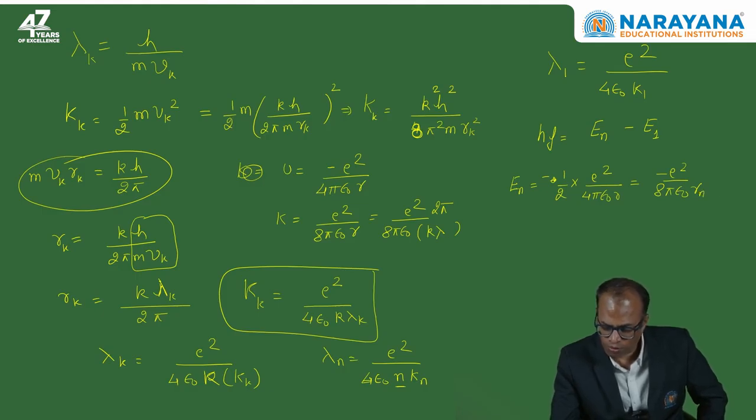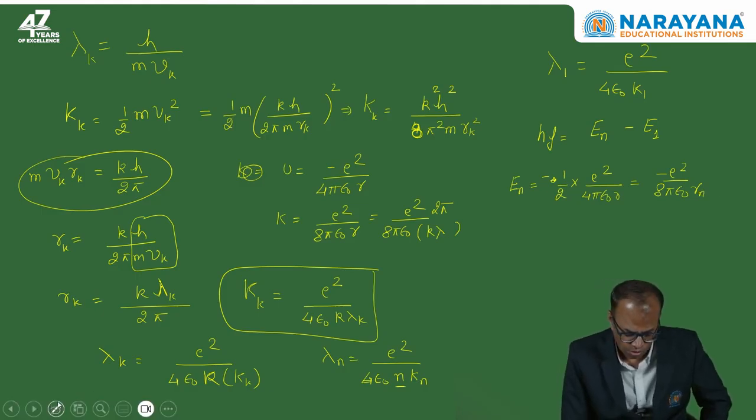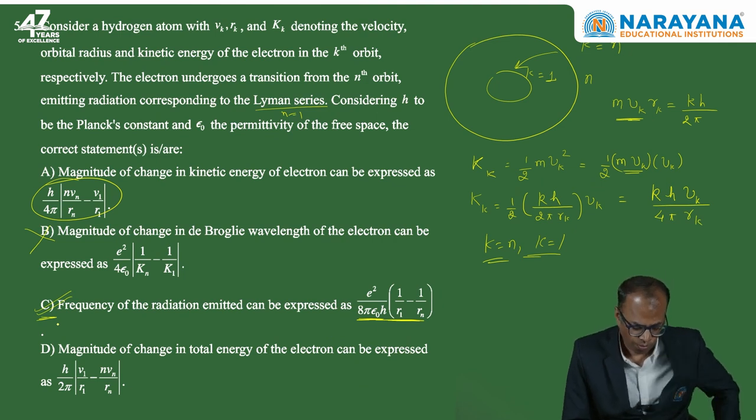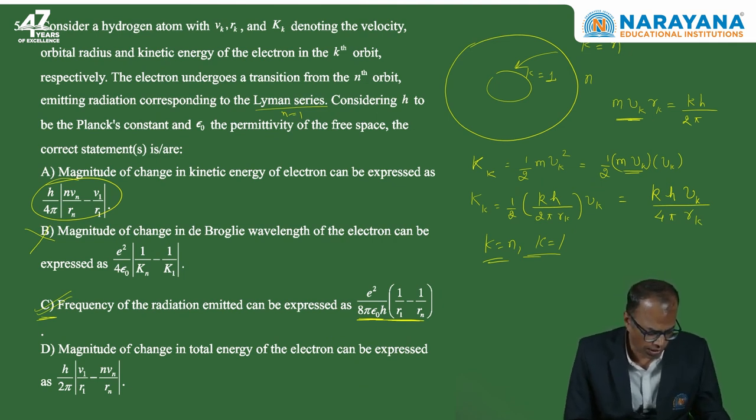So the difference of these two divided by h, the difference of these two divided by h, and that is option C. So option C is the correct answer.